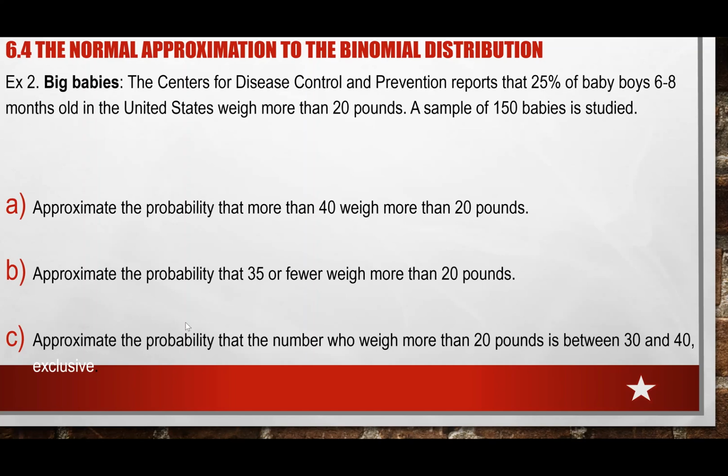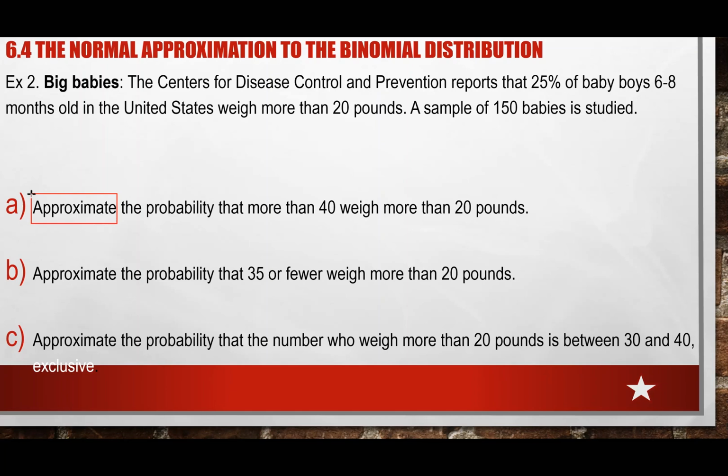And again, the keyword you're looking for is approximate. If you remember, in 6.1 and 6.2, they don't tell you to approximate. They only tell you to find the probability, find the proportion between something and something, right? In 6.4 now, they tell you to approximate. Approximate the probability that more than 40 of the 150 weigh more than 20 pounds.